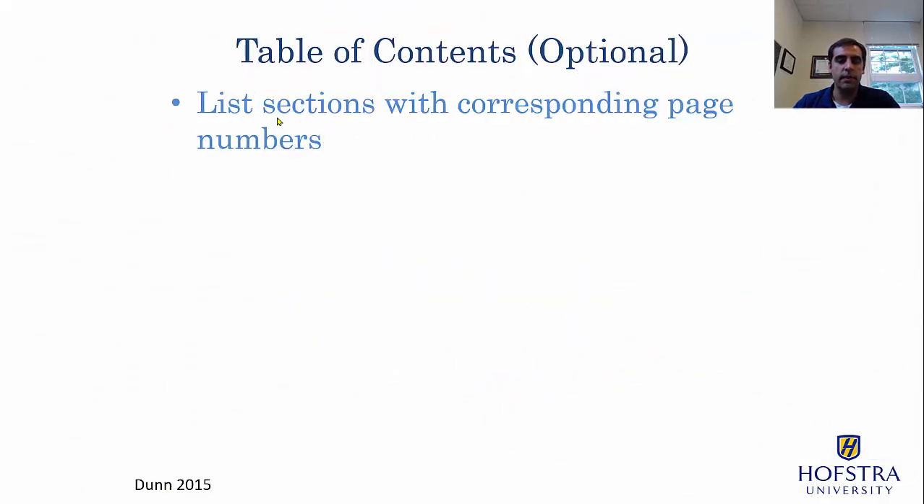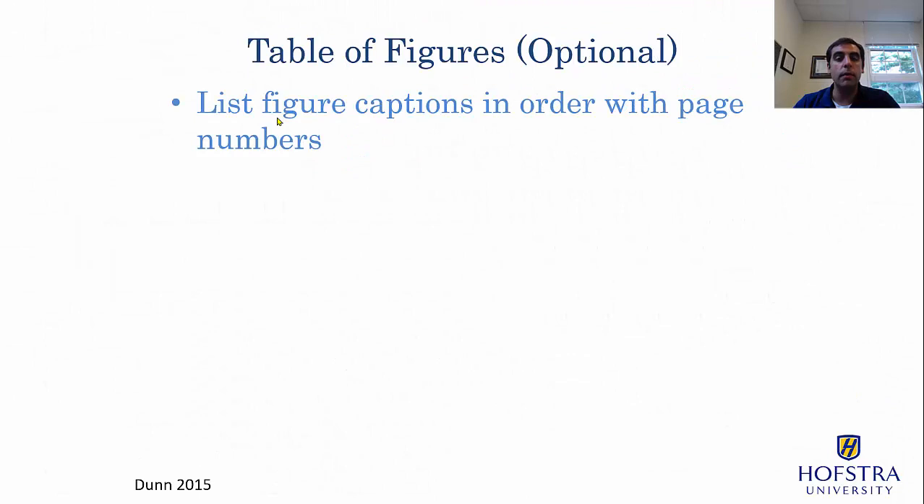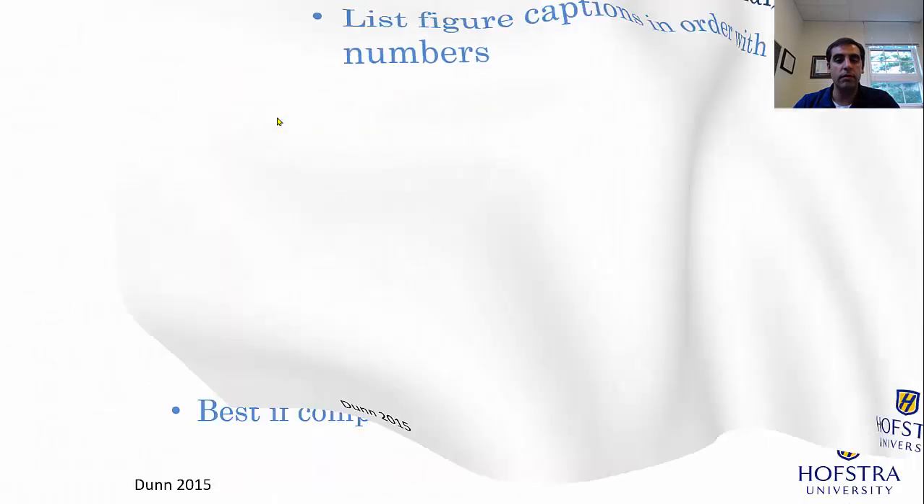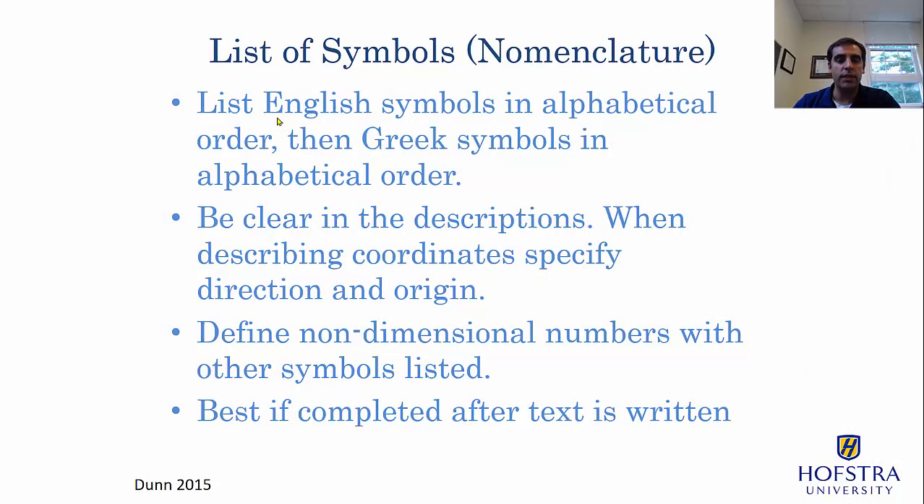All right, table of contents, we'll skip that. Again, we won't have these often. Same thing for figures. Nomenclature, you're going to start with the English symbols first and then move on to Greek symbols.